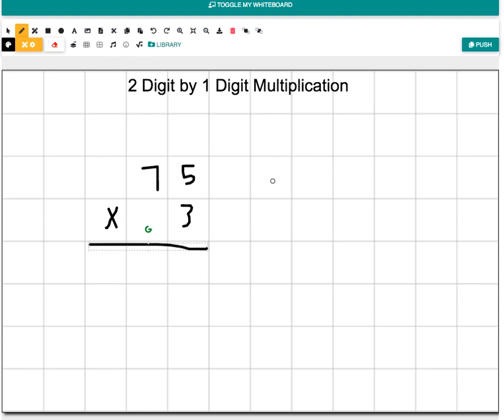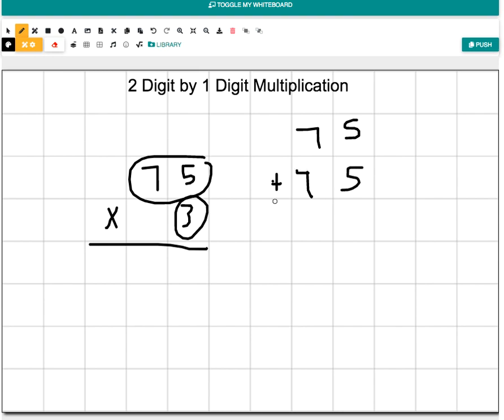So for repeated addition, we're going to have the number 75. We're going to add it together 3 times. So we're going to add this top number however many times the bottom number tells me. So it tells me to add it 3 times, so I'm going to do 75. I'll show you vertically, then I'll also show you horizontally, because some kids like to do it horizontally.